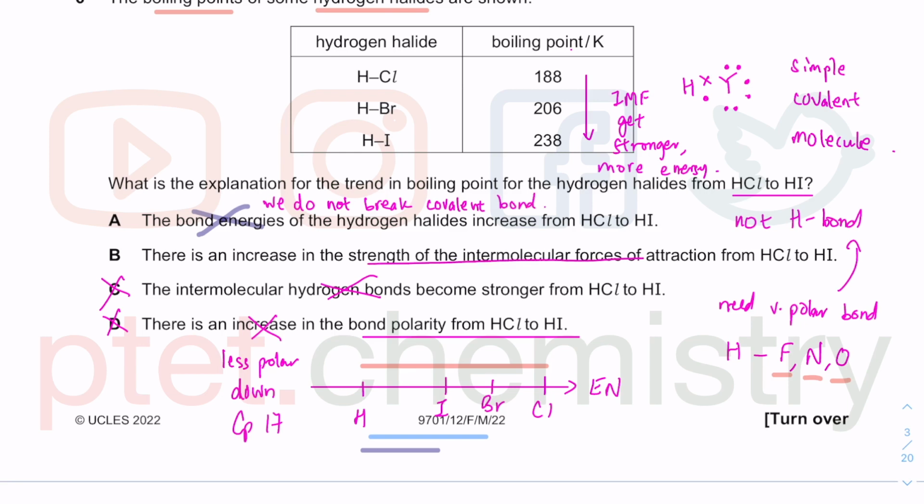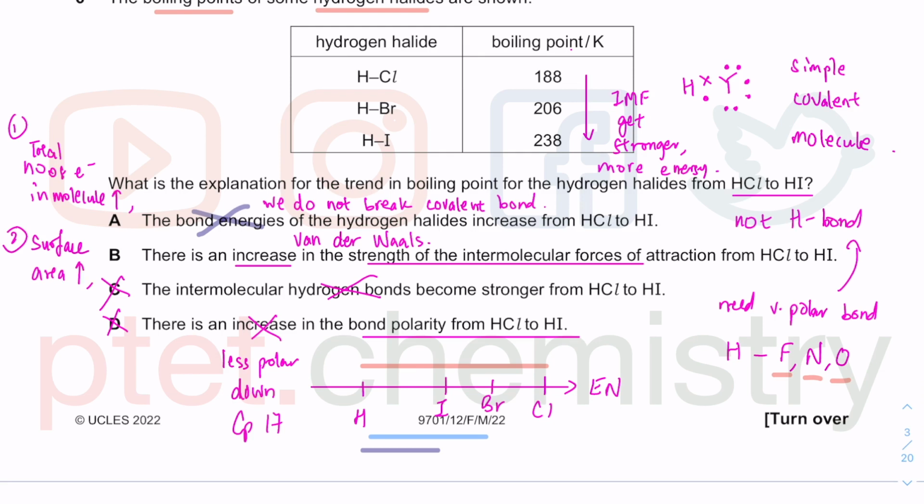So the strength of the intermolecular forces of attraction is getting stronger, and that is to do with the van der Waals due to the greater number of electrons. So your total number of electrons in the molecule is going to be higher. And as that increases, your van der Waals will get stronger, but do not forget that the surface area of the molecule also increases. Therefore, your van der Waals are getting stronger. That's option B there. If you don't like to use the word van der Waals, you can use induced dipoles, London dispersion forces, as stated in the new syllabus.